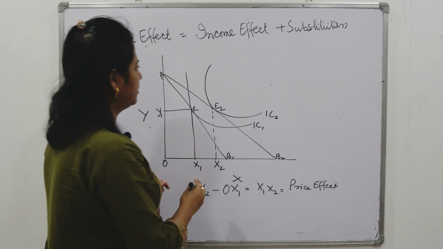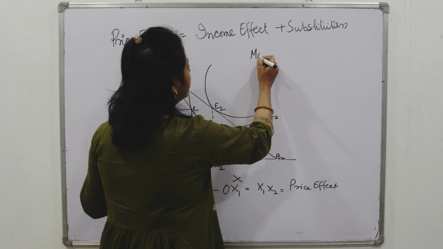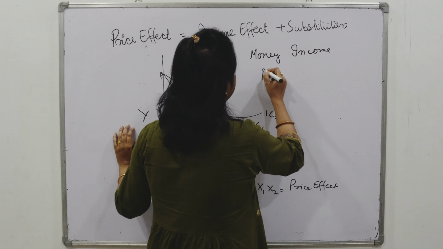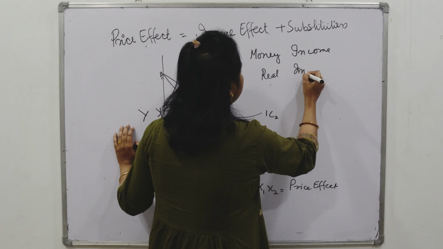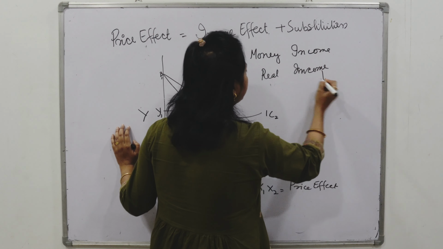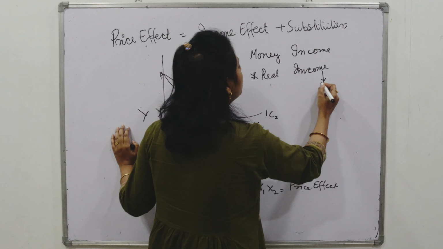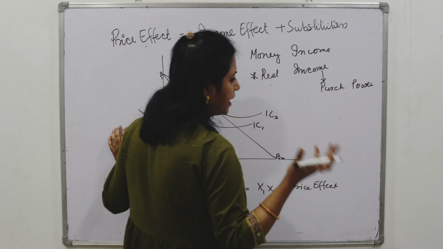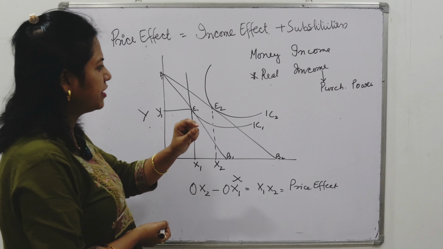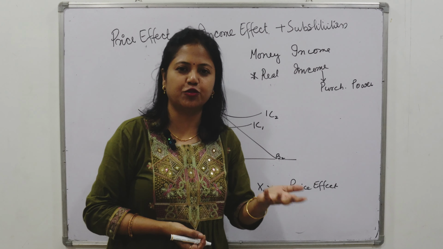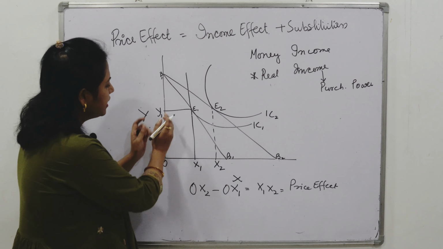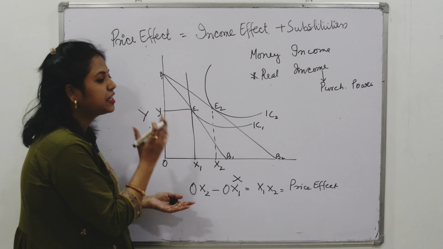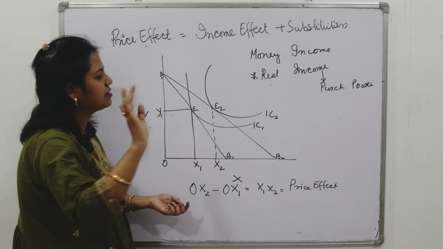Now try to understand one thing, that there is a concept called money income and there is a concept called real income. Okay, real income, actually we will consider real income here. Real income means one's purchasing power, how much I can purchase with the money that I have in my hand. Real income means my purchasing power of goods and services. Now here you can see that as the price of commodity X has dropped, the consumer's real income increases. Let me explain how.